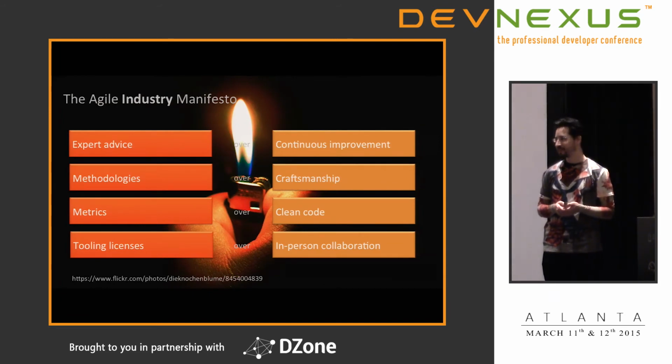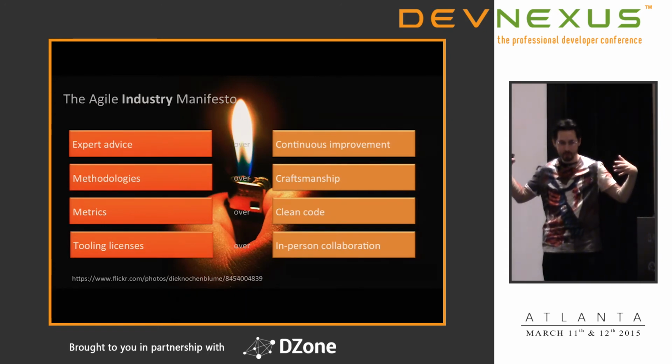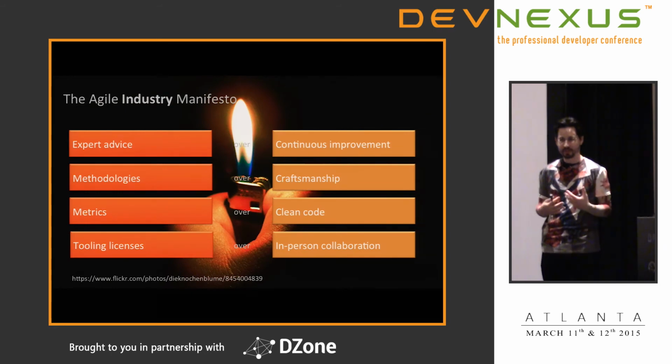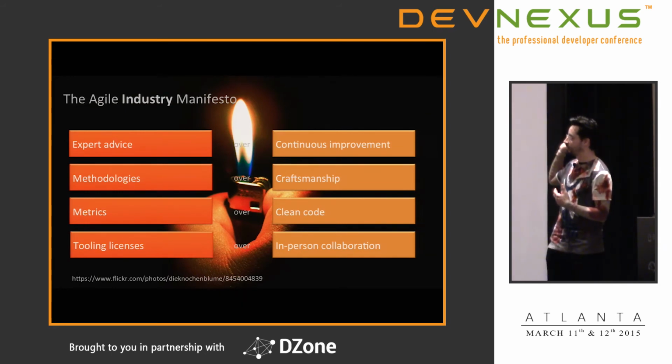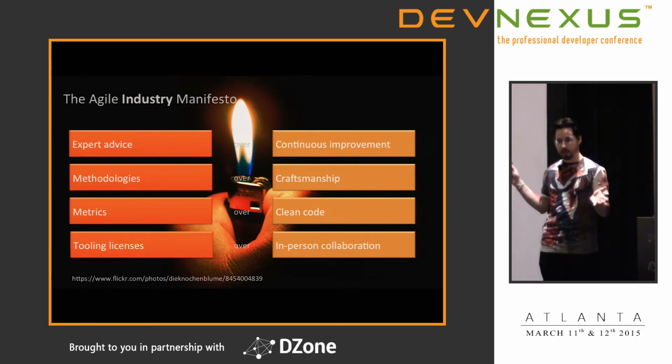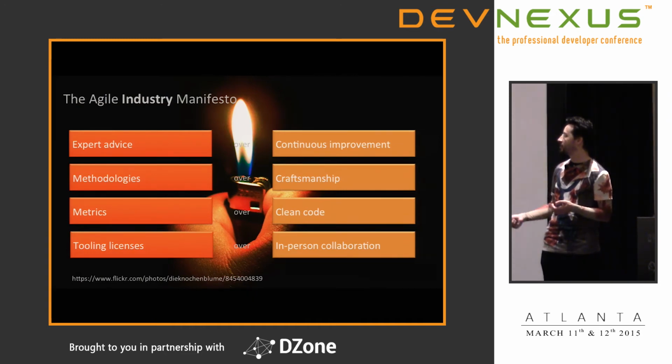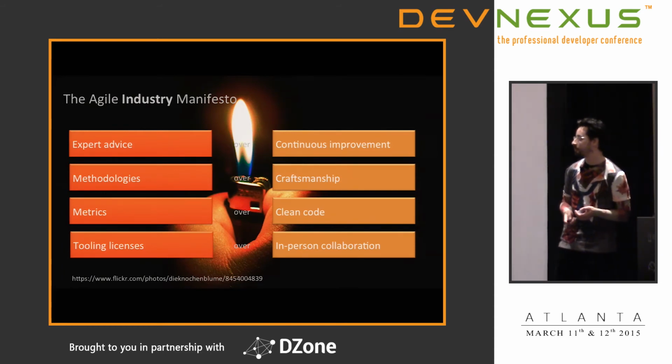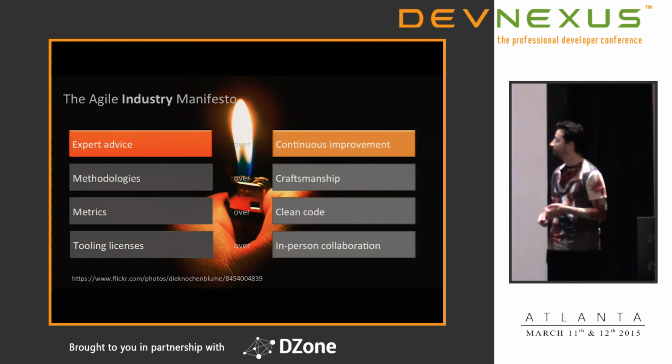And in my opinion, Agile software, like it went from being this grassroots, like we're just gonna do what makes our teams effective and what works, into this overarching, we're gonna make money on you. And we're gonna create industries around this. And it has helped to support wider rollouts, but at the same time, you get the expert advice, you get methodologies popping up left and right, lots of metrics and tooling licenses, and it's, all right, let's focus on the first one, expert advice.